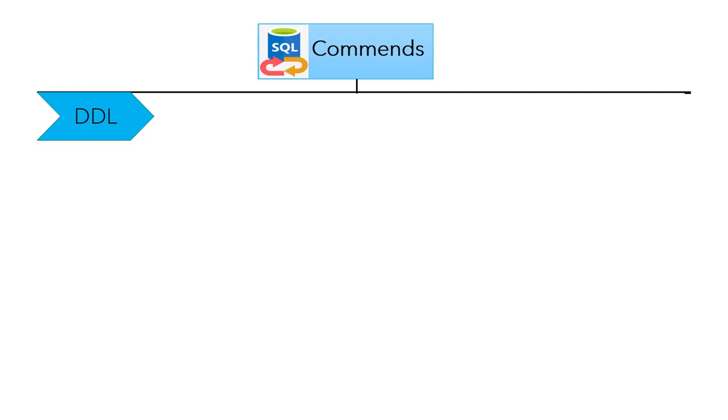DDL, Data Definition Language. DDL changes the structure of the table, like creating a table, deleting a table, altering a table, etc. It is auto-committed. DML, Data Manipulation Language. DML commands are used to modify the database. It is not auto-committed.